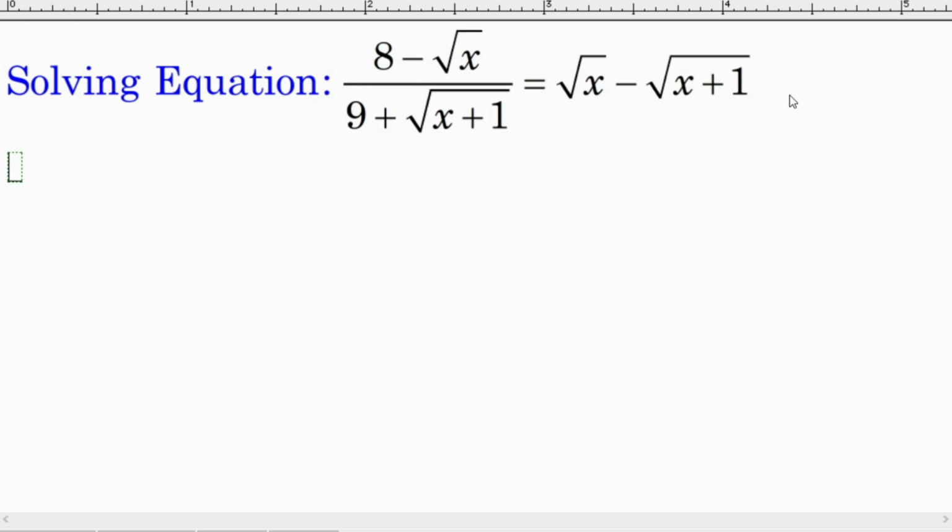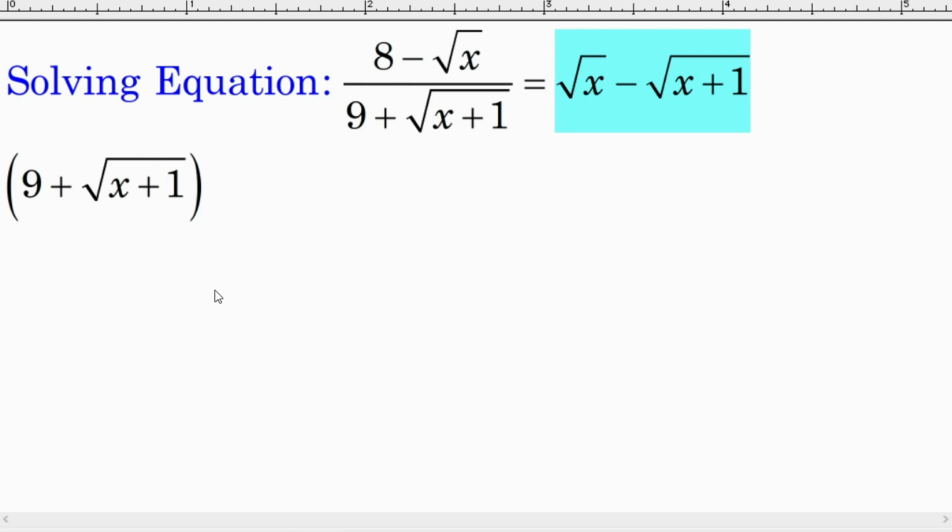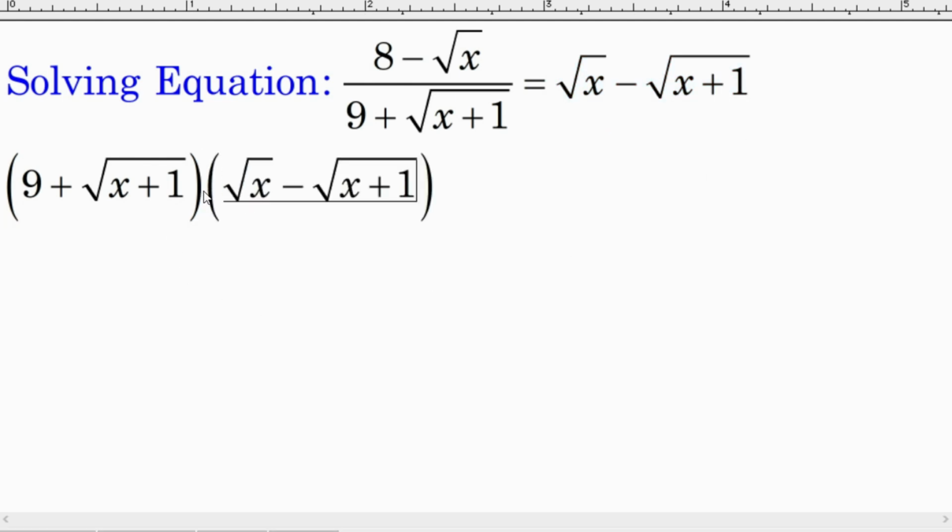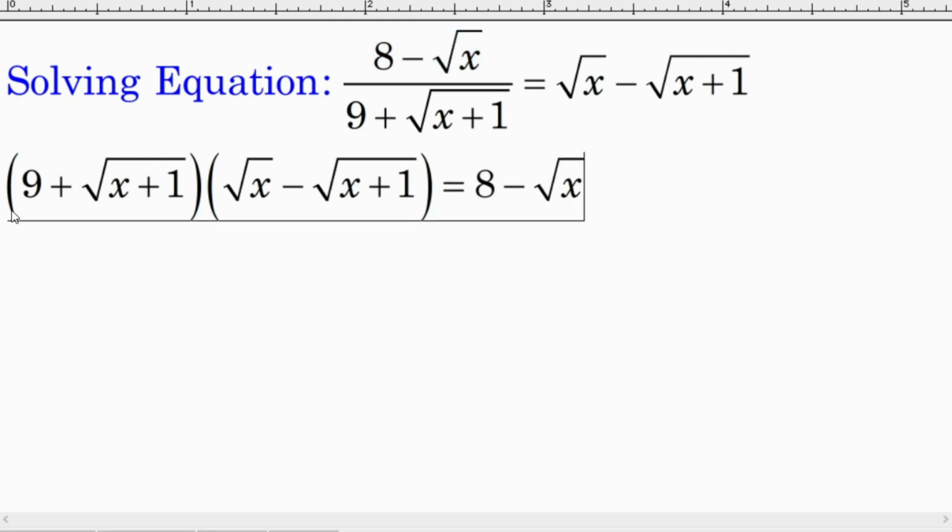So the important thing is that we have to take these factors and multiply crosswise with this factor, okay? So then we will get these factors multiplied with these factors, and then equal to 8 minus square root of x here. The next step is that we are going to expand these two factors. Okay, let's do it then.